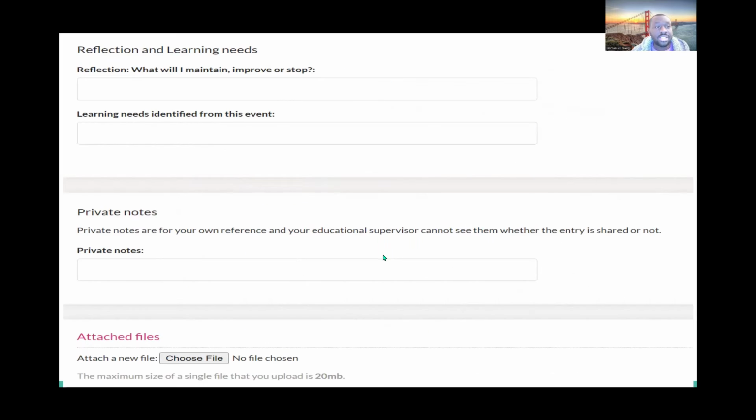And after doing that, you have to go to reflection and learning needs. Under reflection, it's written here, what will I maintain, improve, or stop. So when it comes to reflection, I would say do your reflection based on the style of your educational supervisor, because different educational supervisors will tell you different things when it comes to reflection.